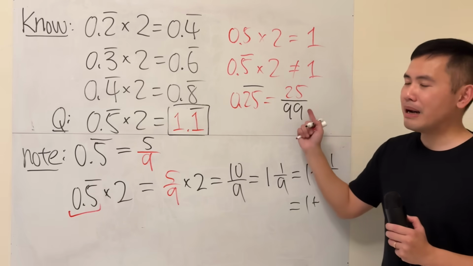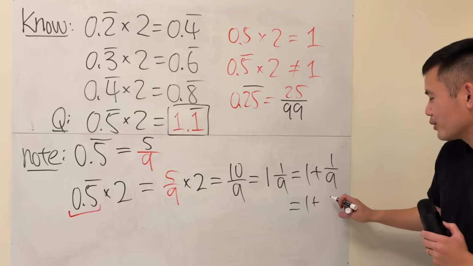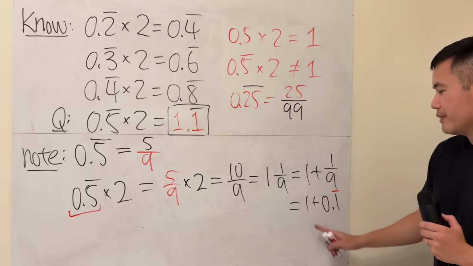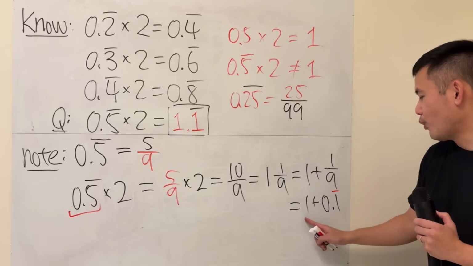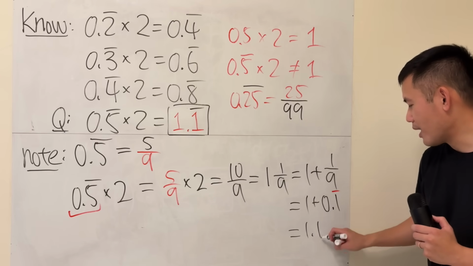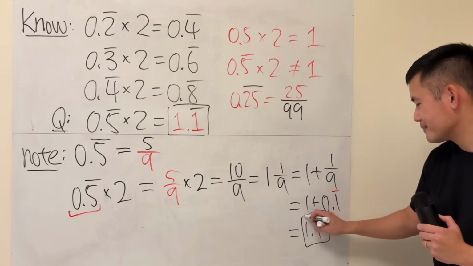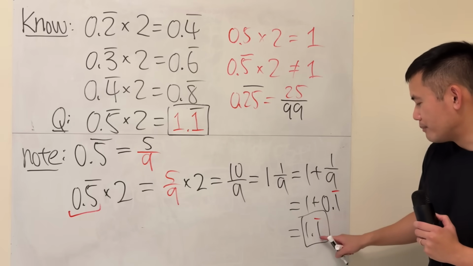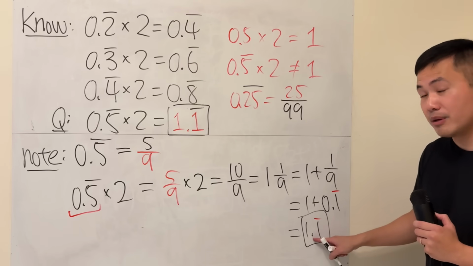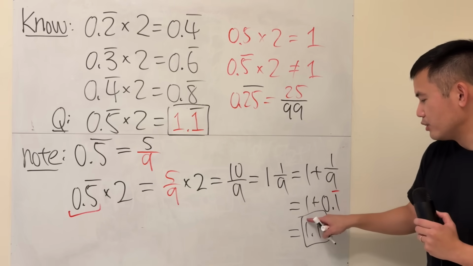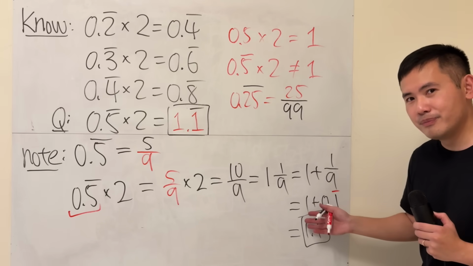Use this idea, but backwards. It's going to be 0.1 with the bar on the top. Now we can add legitimately 1 plus 0.1 bar. This is just 1.1 with a little bar. Just like that. Usually we put the bar for the digits after the decimal point. So even though it's like 1 and 1, same thing, do not put the bar right here, because if you do, you will make people mad.